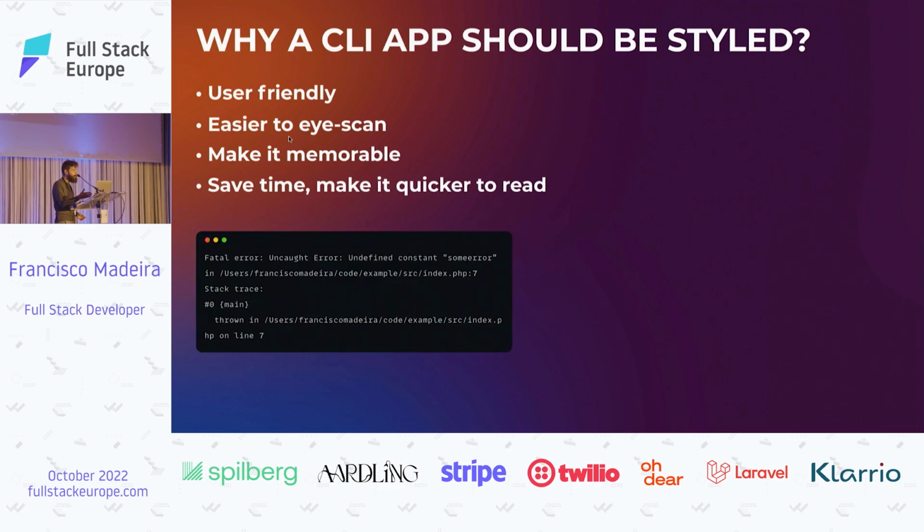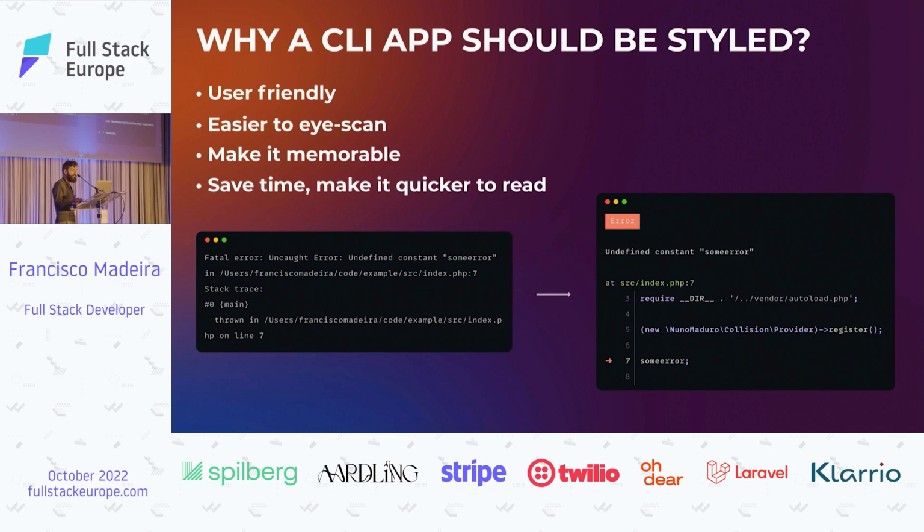For example, there is just a fatal error from PHP, and as you can see, it's not easy to figure out what is going on. We can see it's a fatal error, undefined constant on line 7. It's not that quick to figure out where the error is. So if we see an output just like Collision, for example, it's way easier on the eye and way easier to find where the error was. So that is why you should bother styling our CLI applications.